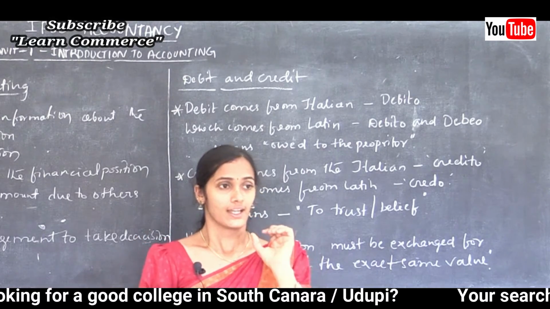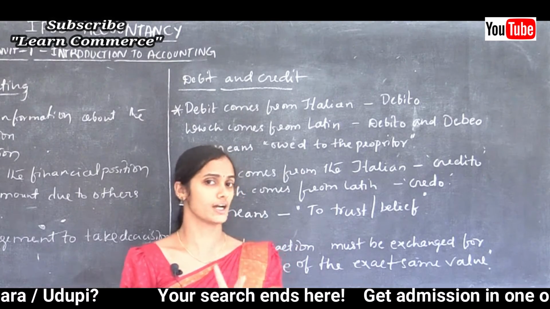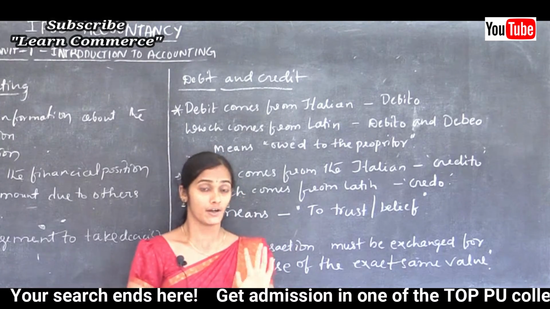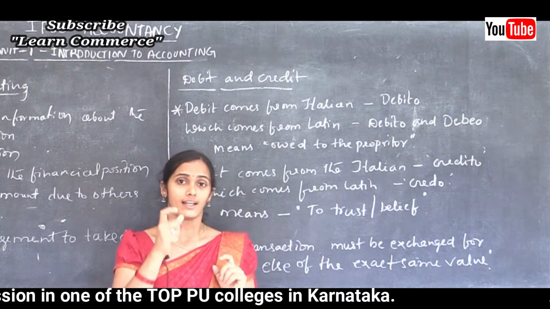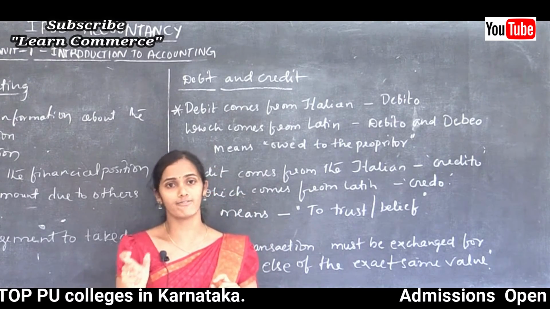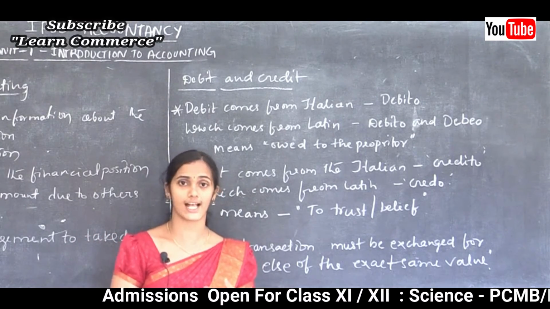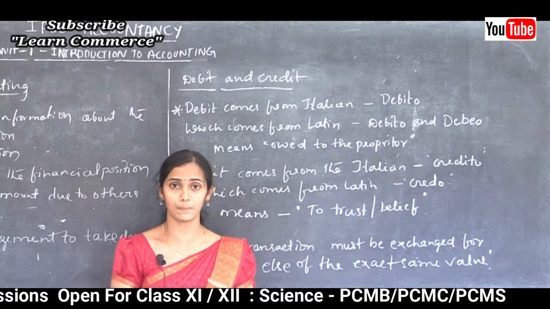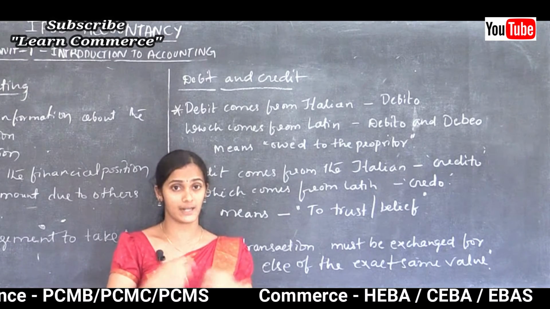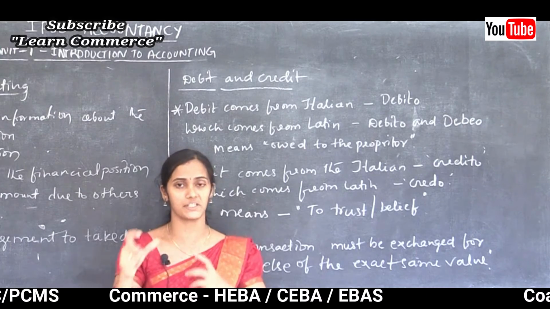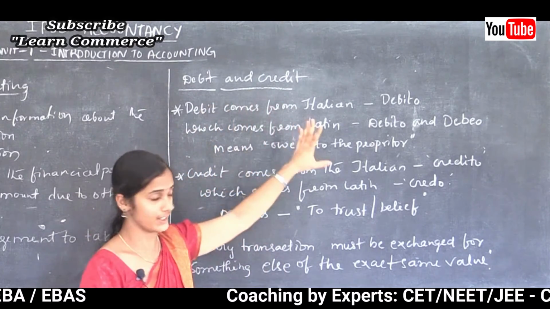These two terms are very, very important terms in the concept of accounting. Why? Because based on debit and credit only, each and every transaction is recorded in the books of accounts. Next class we will study the types of accounting. There you will understand better what exactly debit and credit are. Here, just see debit and credit.